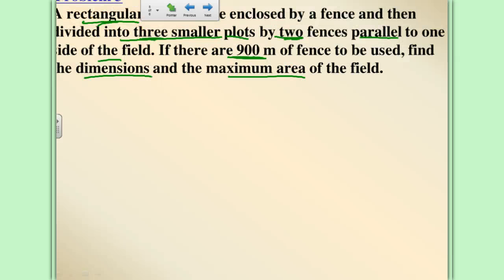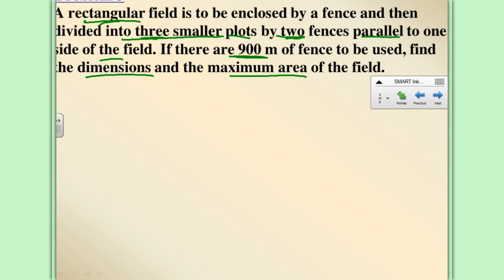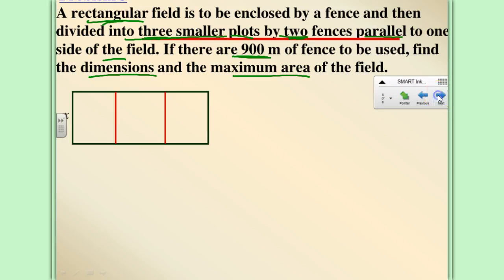So you guys have had some time. I wanted you to draw a diagram of what you think these words mean. So let's look and see whether the words have guided you in the right direction. So I've underlined the keywords. As you read a question, make sure you do that. So we've got a rectangular field to be enclosed and 3 smaller plots, 2 fences parallel to one side.